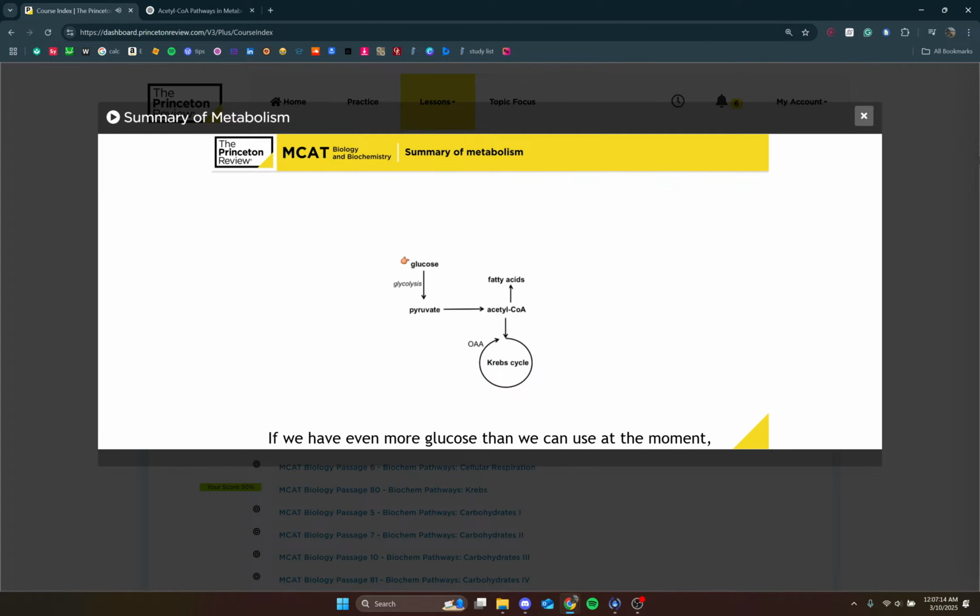If we have even more glucose than we can use at the moment, glycolysis is running to the max, the Krebs cycle is running to its max, and we might choose to store that glucose in a couple of different ways. The first way would be to store it as a glucose polymer called glycogen. This would be glycogenesis, and this is literally a whole bunch of glucose molecules joined together to form this big glycogen polymer.